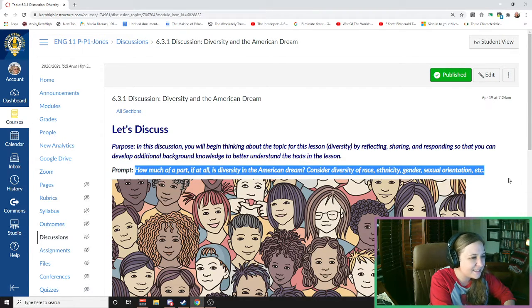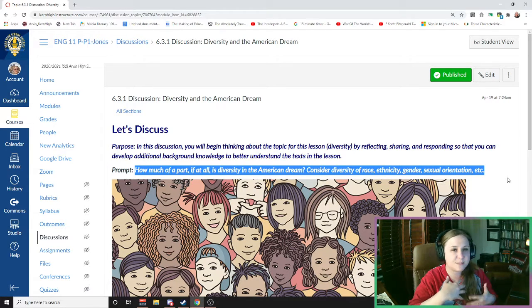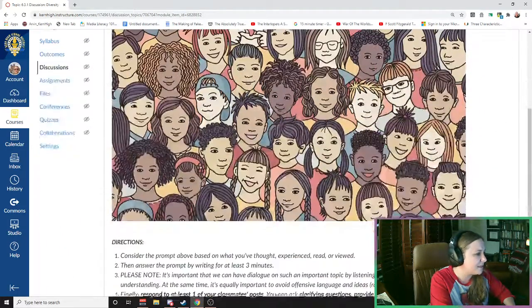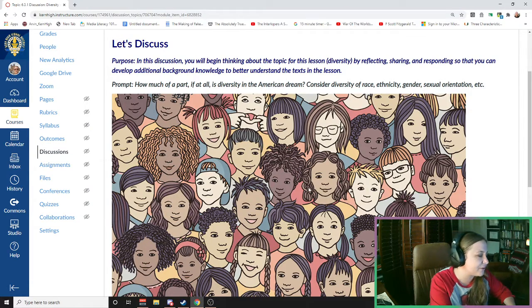Consider diversity of race, ethnicity, gender, sexual orientation. Think about how people are diverse in how well they can use their bodies, whether they're able-bodied or not. Think about neurodiversity. There are a lot of people who suffer with depression or anxiety or mood disorders or autism. Consider that as part of your answer to this prompt. You'll respond to the prompt, and then you'll respond to 2 others.